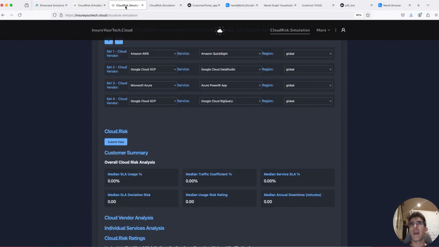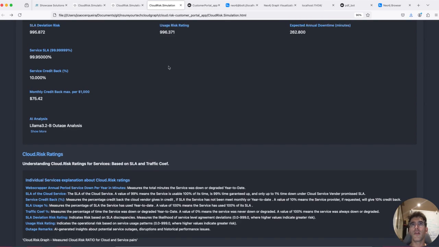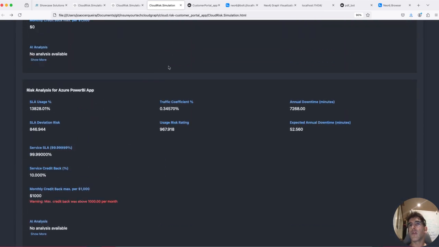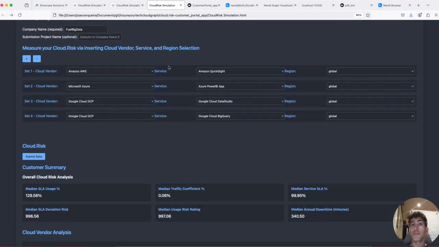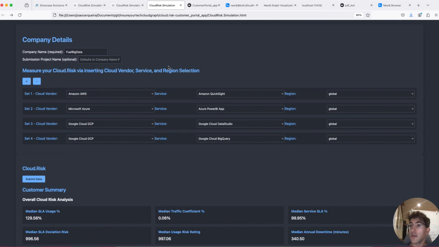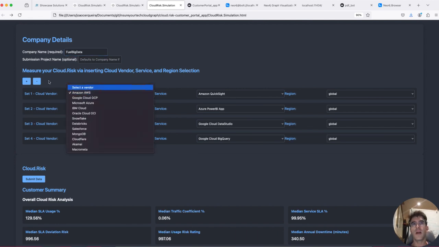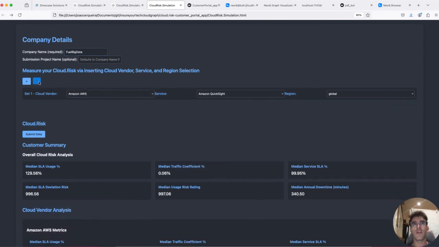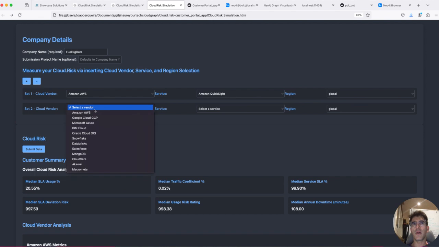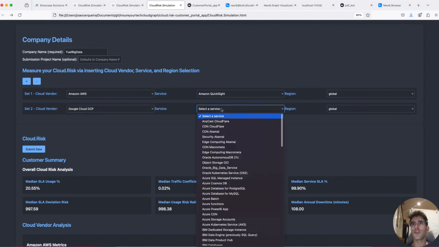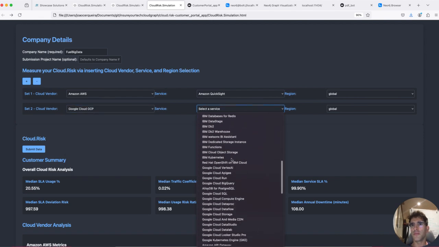The simulations that we have here in InsureYourTech.Cloud allow us to calculate risk with a specific combination of technologies. So let's do an example simulation. For FuelBigData.com, I'm going to use a series of technologies. For example, I might use AWS QuickSight for visualization, and I might want to compare it with Google Cloud GCP Data Studio.